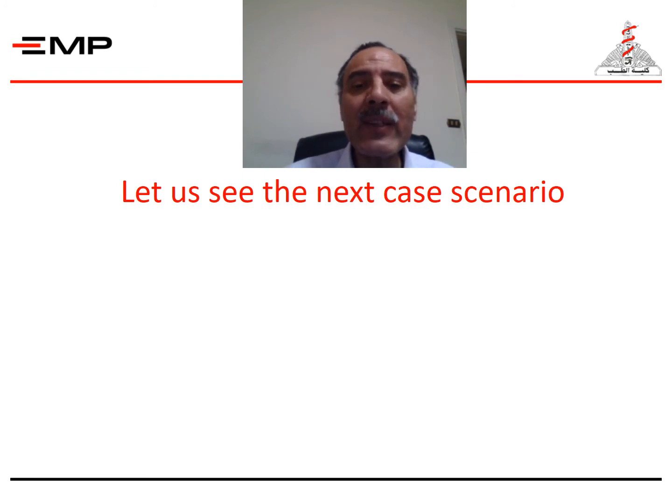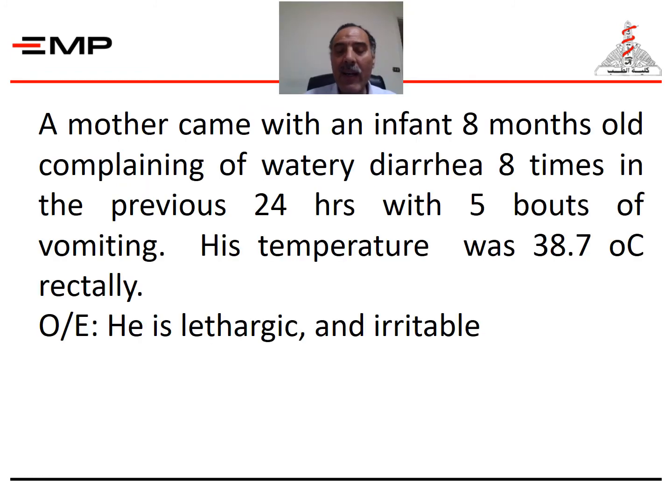Let us start with this case scenario. A mother came with an 8-month-old infant complaining of watery diarrhea 8 times in the previous 24 hours with 5 bouts of vomiting. His temperature was 38.7 degrees Celsius rectally, and on examination, he is lethargic and irritable.